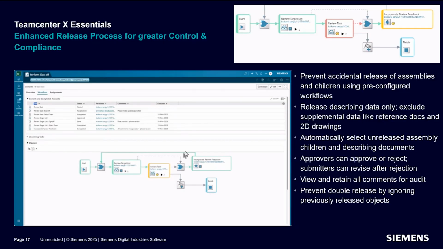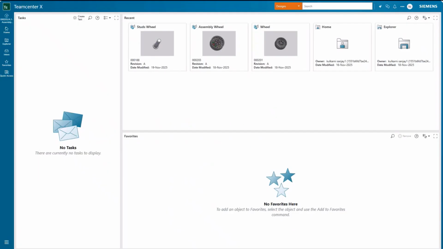So the next enhancement is on the release process. Until the previous version, it was a simple one-click release process, which was available out of the box for the built-in cloud data management users. But based on certain customers' requests, we enhanced this release process, which gives you greater control. Basically, it avoids accidentally releasing the assembly and the components.